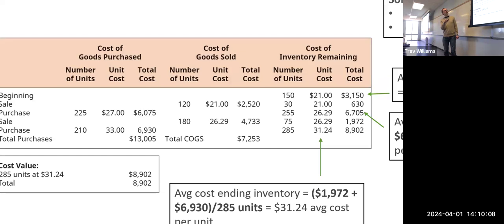Here's where things change. We buy another 225 units at a cost of $27. What we have to do now is take the total cost that we had before the purchase, add it to the cost of the purchase to get our new total cost. Right, so this is $630 plus the $6,075. It's $6,705. That's our total cost of both lots combined.